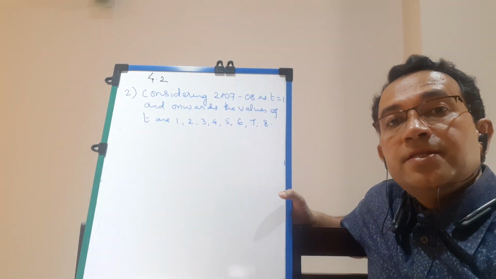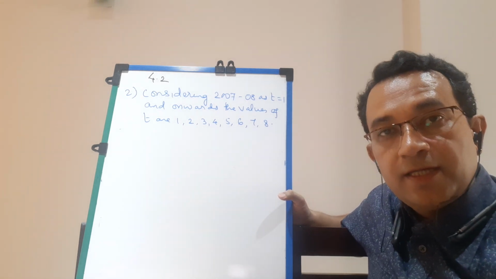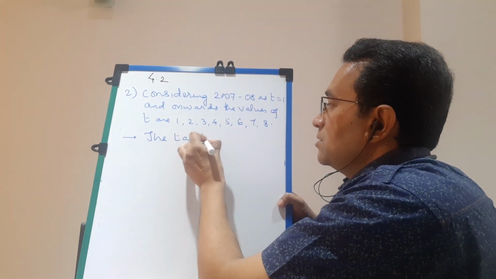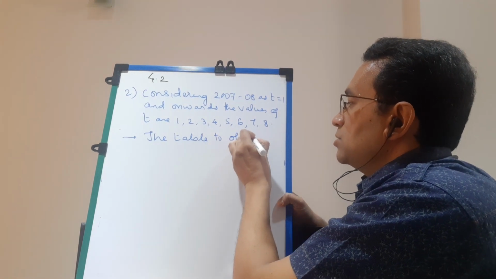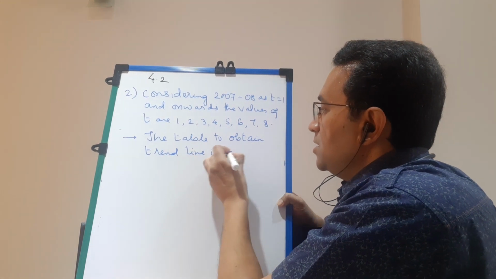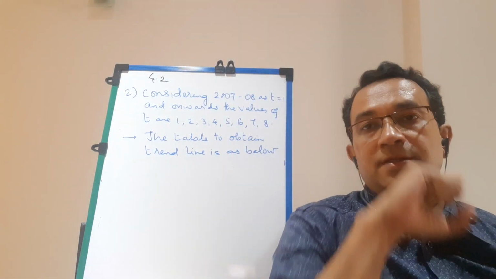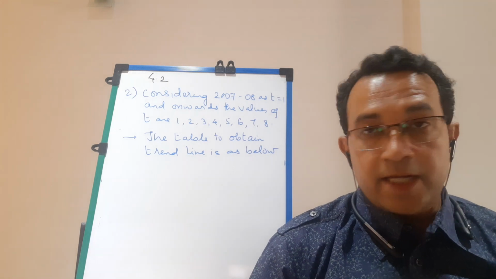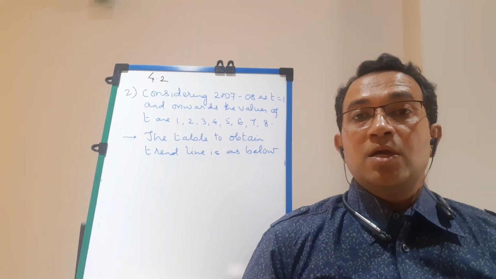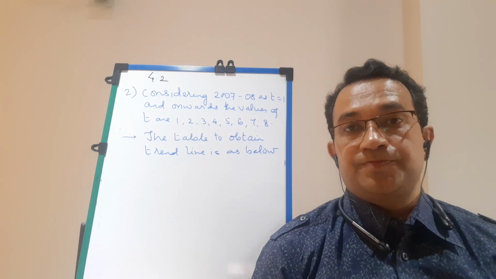Then what is the next step? We write the table to obtain the trend line constants b and a of the trend line. It is the same thing. The table to obtain the trend line is as below. And then students, we make the table. Students, make sure of these steps. Steps have marks. You should be very thorough with the steps because steps have marks in the examination.